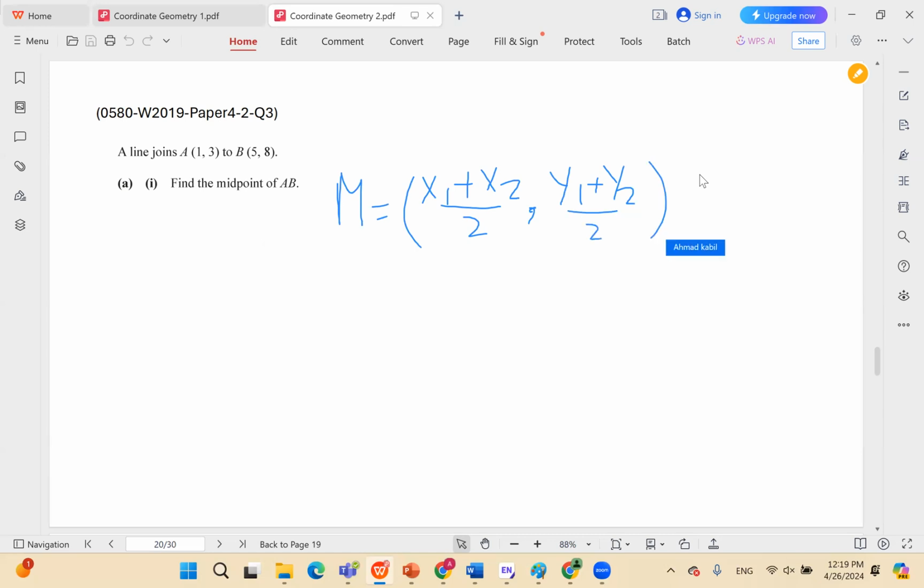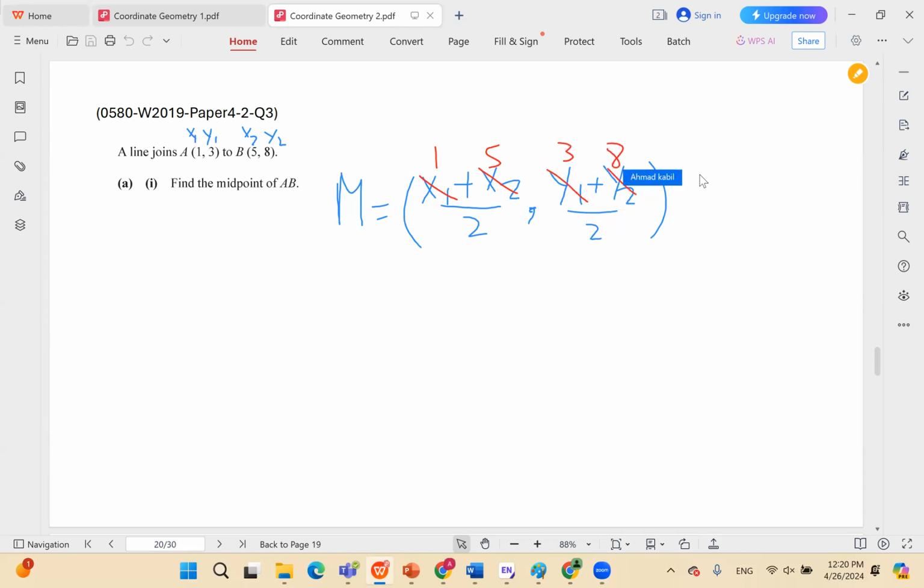x1 and y1 and x2 and y2 are simply the labels of the points again, like we used to do before. So this is x1, this is y1, this is x2, and this is y2. We just plug them into the formula. So x1 is 1, x2 is 5, y1 is 3, and y2 is 8.